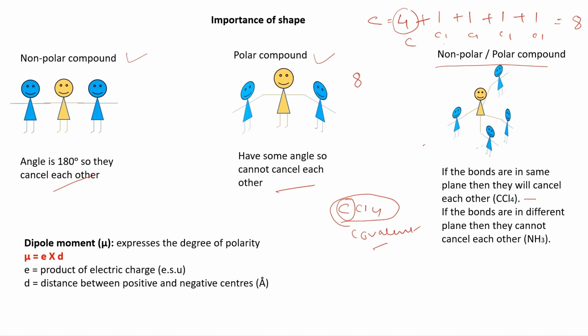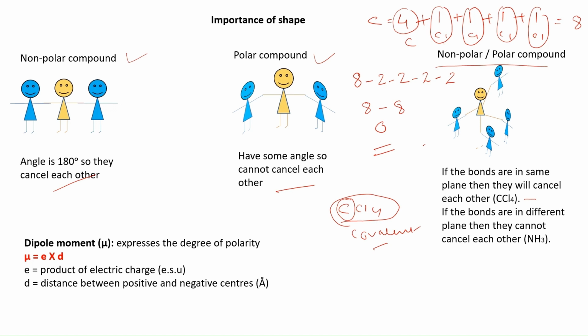Here Cl is also sharing 1 electron with the carbon. So this one pair of electrons they are sharing, minus 2. Here also one pair of electrons, minus 2. Here also one pair of electrons, minus 2. Here also one pair of electrons, minus 2. So 8 minus 8, 0. Hence CCl4 is a non-polar compound, a non-polar covalent compound.